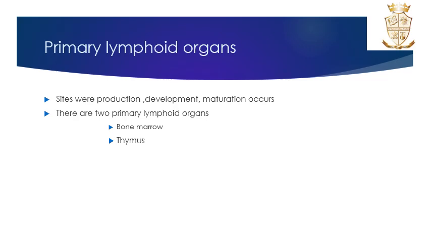When we look into the primary lymphoid organ, it is the site where production, development, and maturation of the cells occurs. There are two types of primary lymphoid organs. They are bone marrow and thymus.